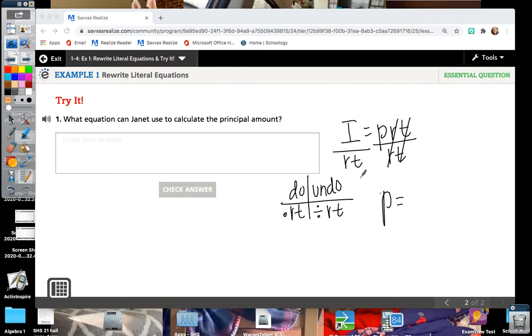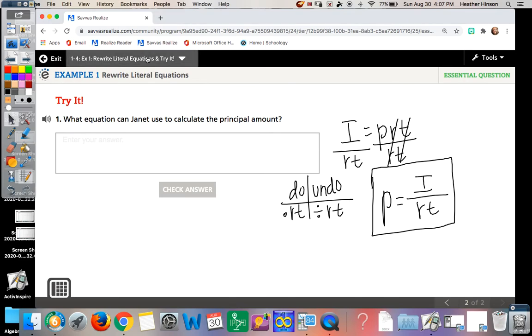So p equals, this is a literal equation, which means it's full of letters. We can't simplify it. We just have to bring it straight down. I over r and t. And that's it, and you've solved for principal. Perfect. Okay, let's try example 2.